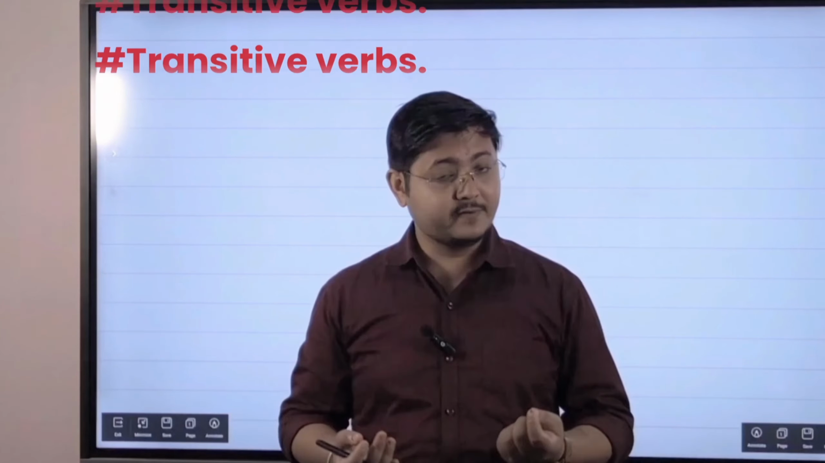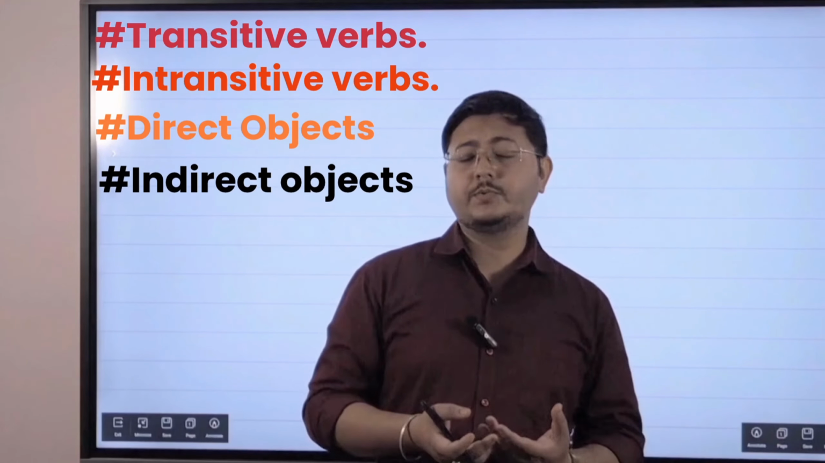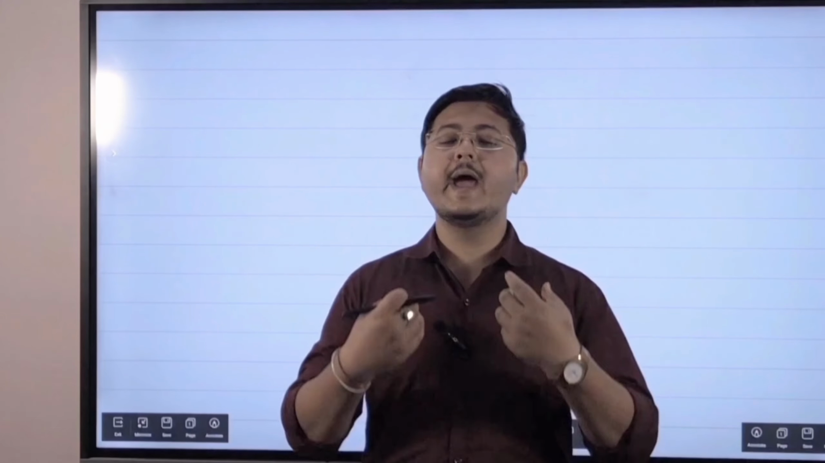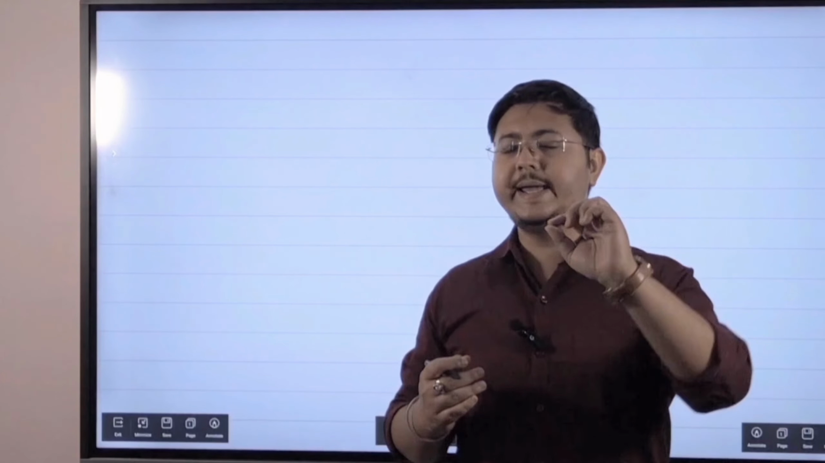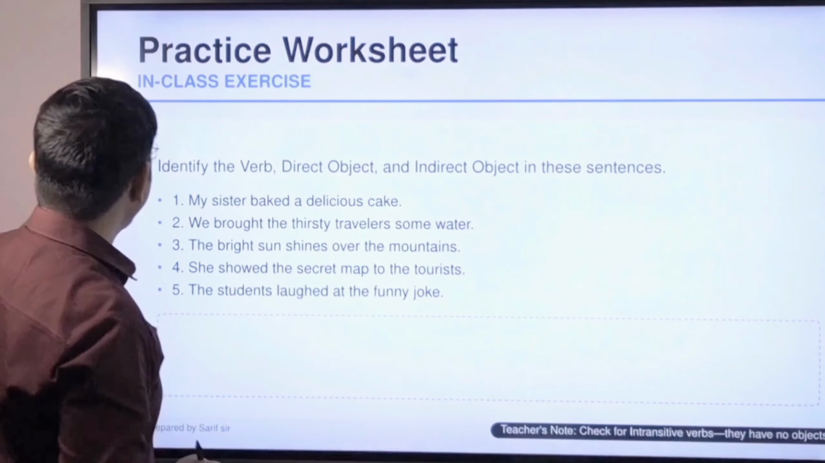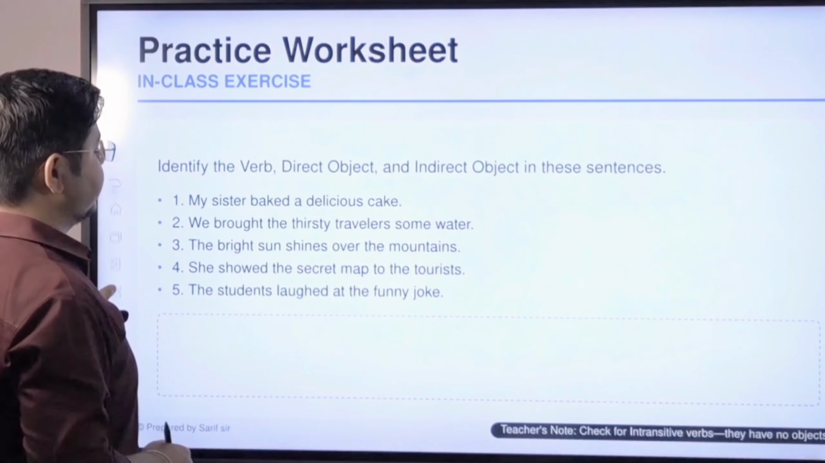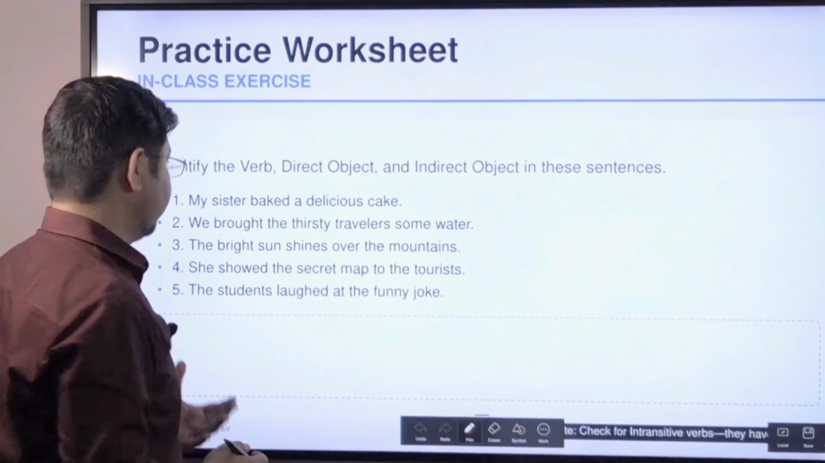I have lectured enough. I have taught you what transitive verbs are, what intransitive verbs are, what direct objects are, what indirect objects are. Now it's time to find out whether my efforts were worth it or not, whether you guys actually understood it or not. So let us try to practice a few samples, which I'm very sure you will easily be able to solve. You need to identify the verb, mention whether it is transitive or intransitive, and identify the direct and the indirect objects.